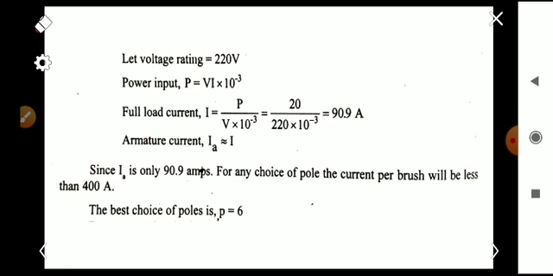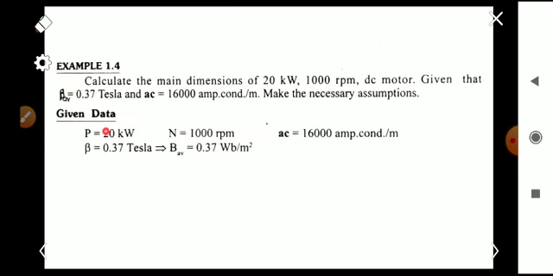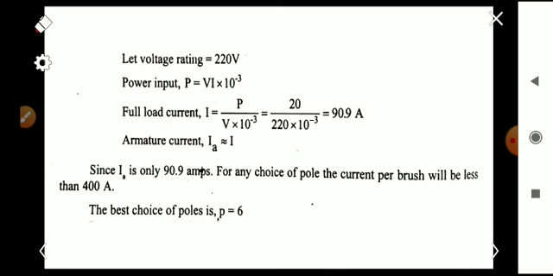So we know that this is a 220 volt machine, and the power rating is given, it is 20 kilowatt. So we will get the current value by using the equation P is equal to VI into 10 raised to minus 3. From that we can find the full load current I as 90.9 ampere. And the armature current IA is approximately equal to I, the total current, 90.9 ampere.